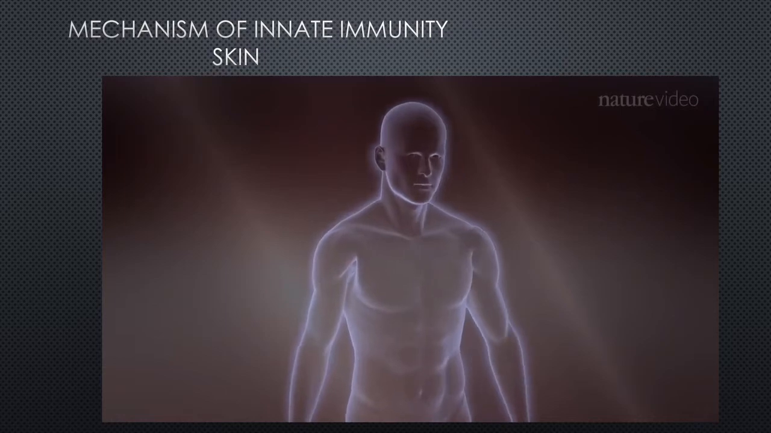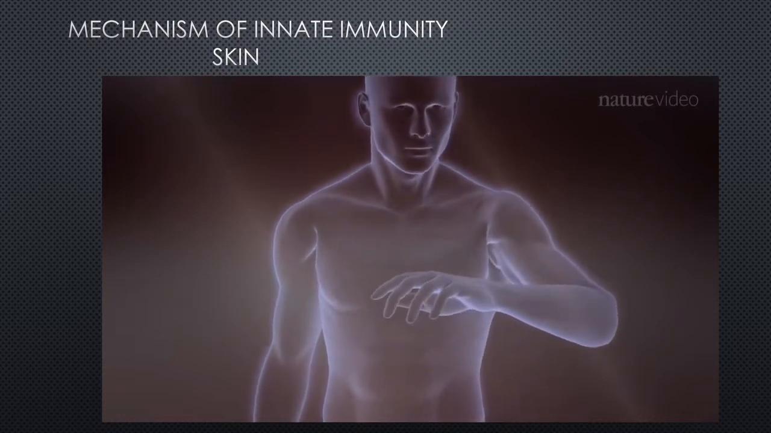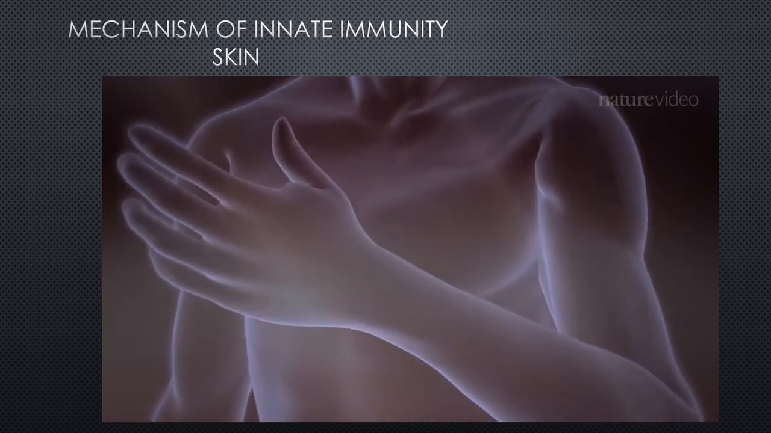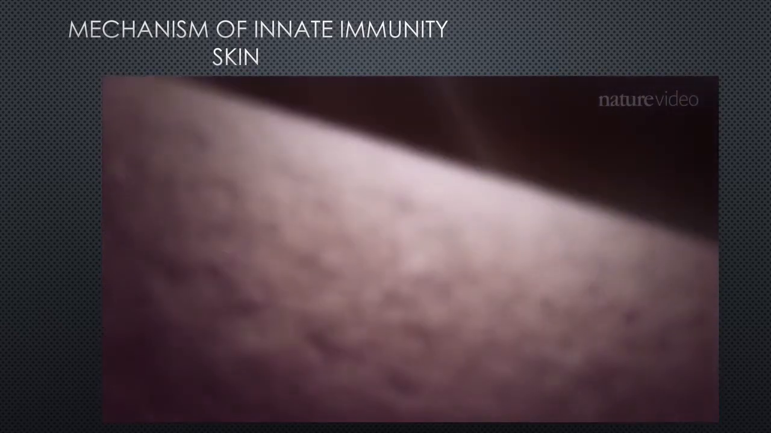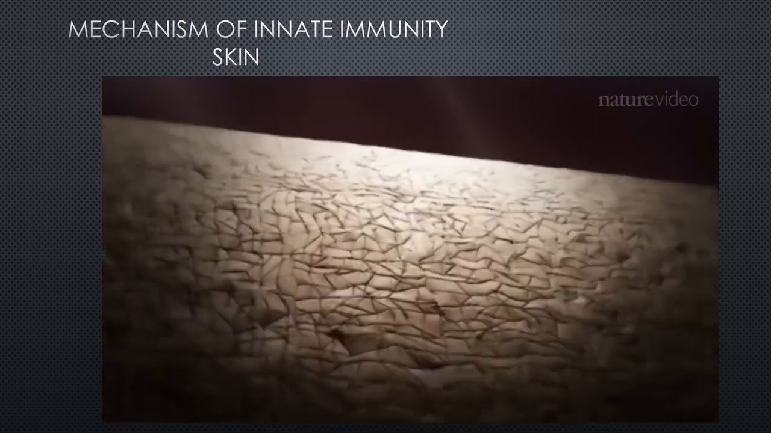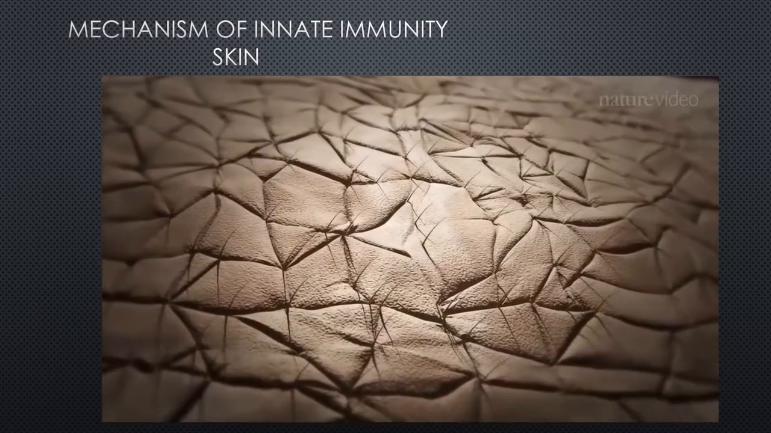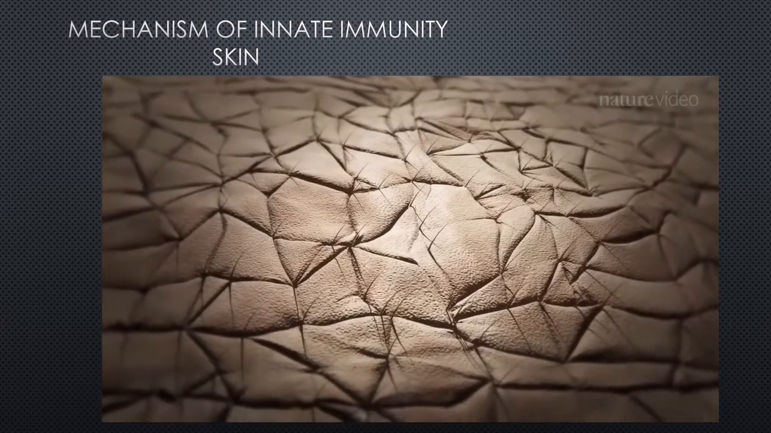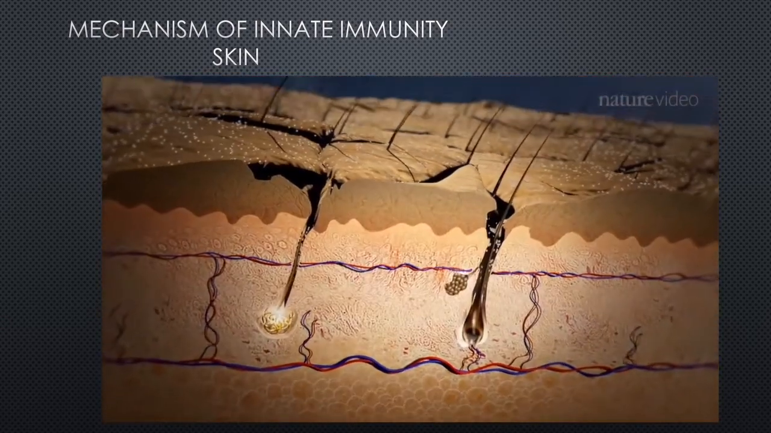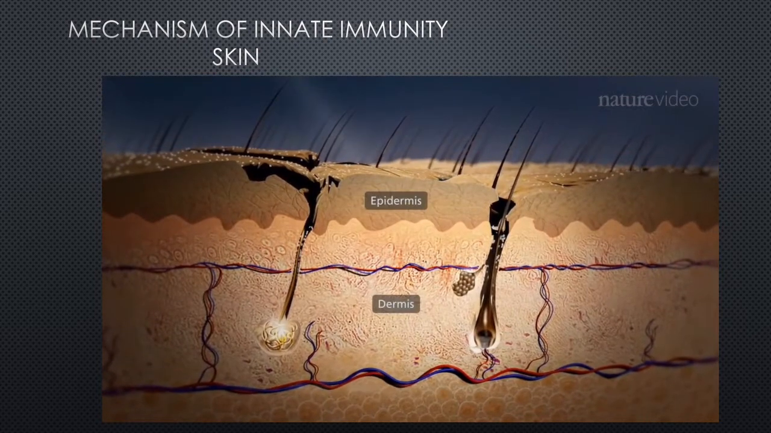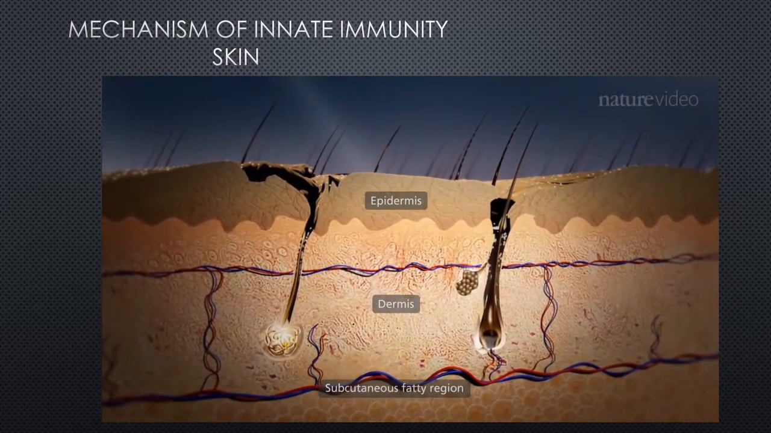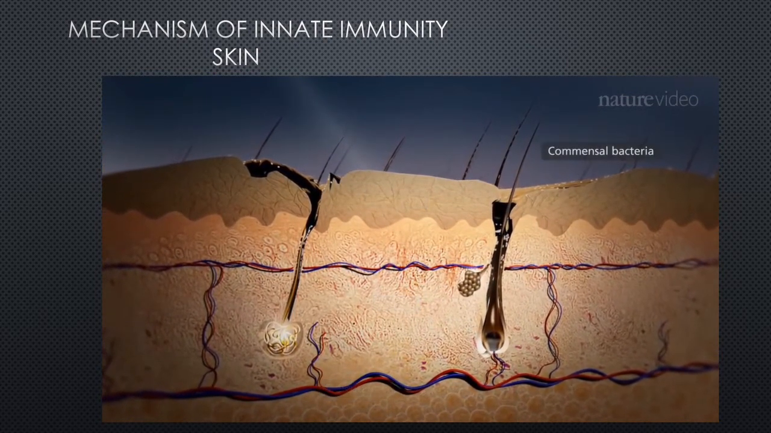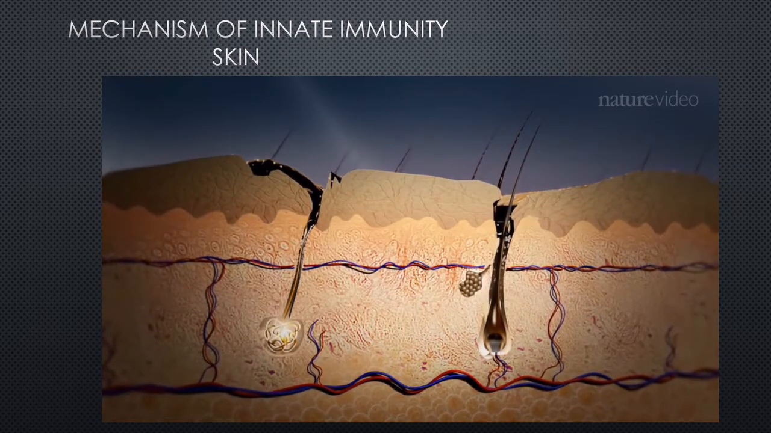The skin is the primary barrier against physical insult and invasion of pathogen. It provides a unique environment that maintains homeostasis and can induce immune responses. It is composed of the top layer epidermis, the middle dermis, and the bottom subcutaneous fatty region. And on top, the normal flora.